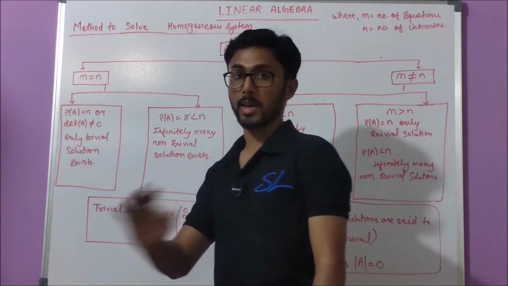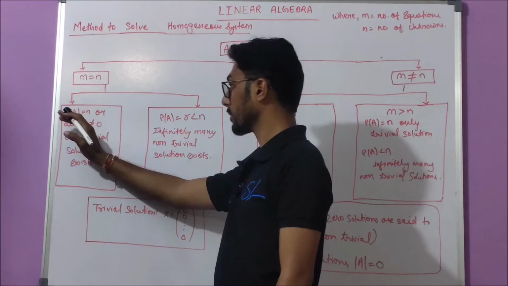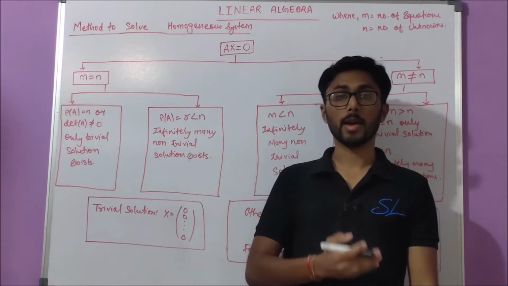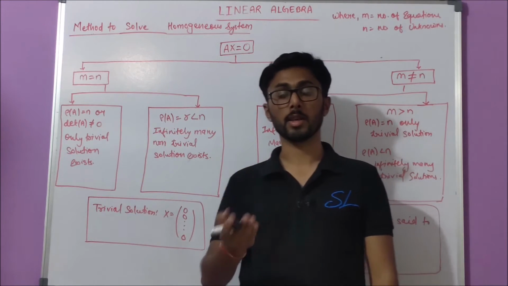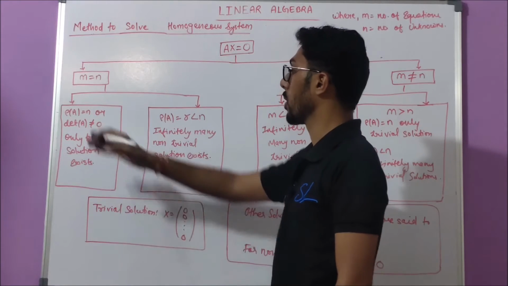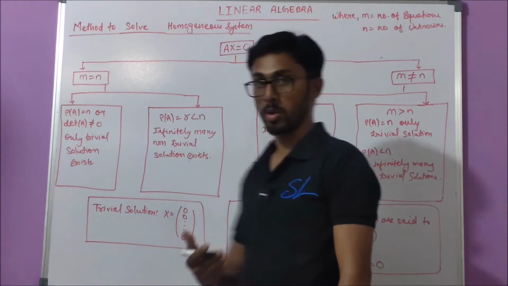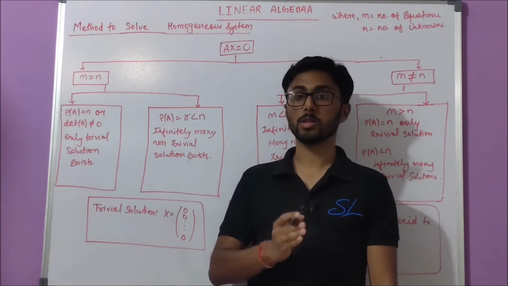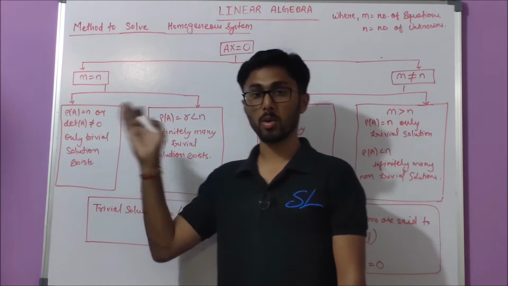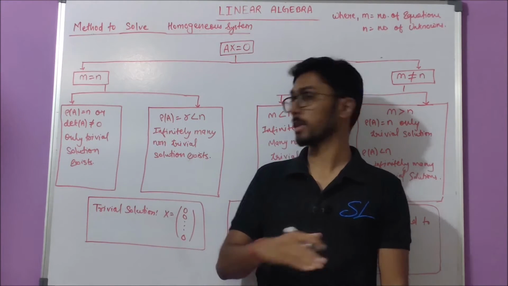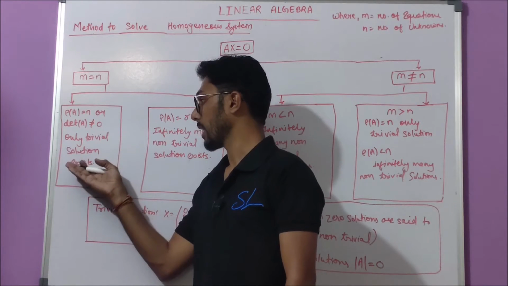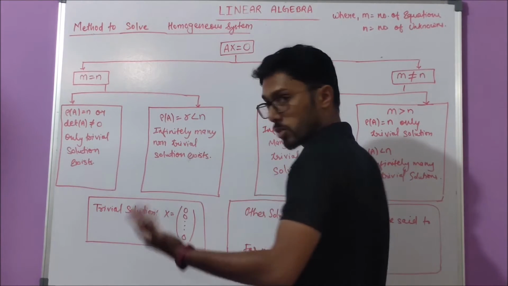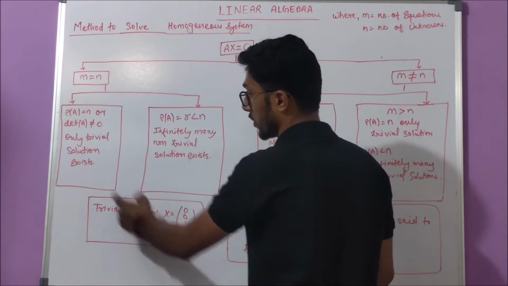If m is equal to n, then there are two conditions to check. First, find the rank of A. We can find the rank of A by converting the matrix into an equivalent form and counting the number of non-zero rows. If rank of the matrix is equal to n, the number of unknowns, or determinant of A is not equal to 0, then the solution is only the trivial solution. And what is a trivial solution? When the final solution of every variable is equal to 0, then it is a trivial solution.